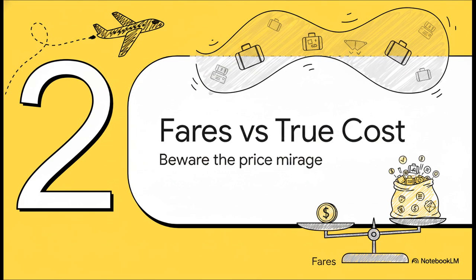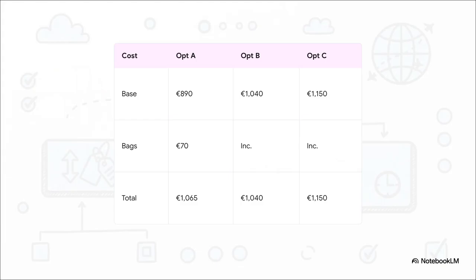Which brings us to a massive shift in how we need to think. Section 2, headline fares versus true cost. Beware the pricing mirage. Now, the absolutely crucial point to remember here is that the first price you see on your screen is almost never the real cost of your trip. Let's say you spot an option with an appealing base fare of 890 euros. Sounds like a steal, right?